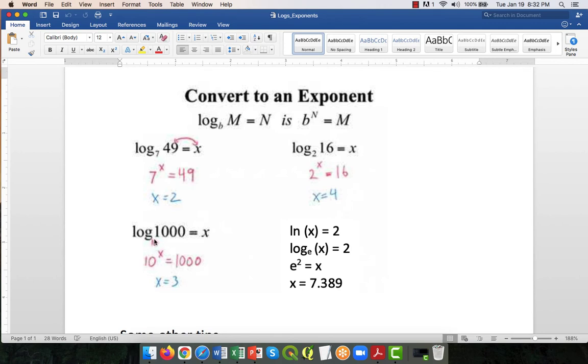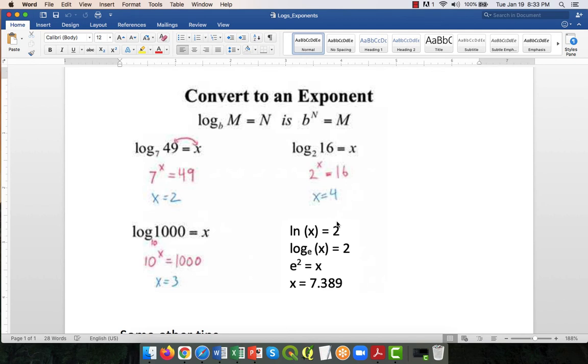If they don't write the 10, and so this one's kind of hidden here, think about that 10 not even being there. If they just say log of 1,000, if they don't write the base, it's implied that it's a 10. 10 to what power equals 1,000? Well, 10 to the 1 power is 10. 10 squared is 100. 10 to the 3rd power is 1,000. So there's your answer.